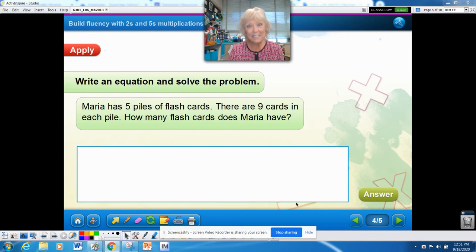So our final lesson for this week is lesson 6 in unit 1. And what we're doing with this lesson is we are learning to build fluency with our multiplications of the 2's and the 5's. So here, if you look, this is going to be one of your questions on your assignment page. It says to write an equation and solve the problem.